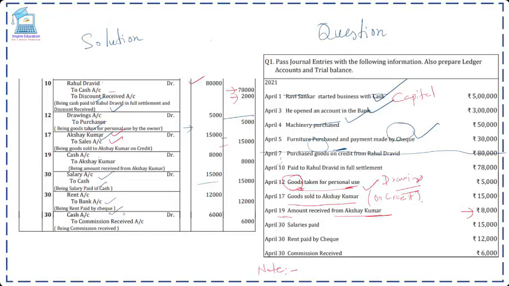Next is salary paid. Salary paid entry, we have already made this kind of entry. Salary is a nominal account, an expense, so it will be debit, and cash is a real account, and cash goes out. So salary to cash account. Okay.